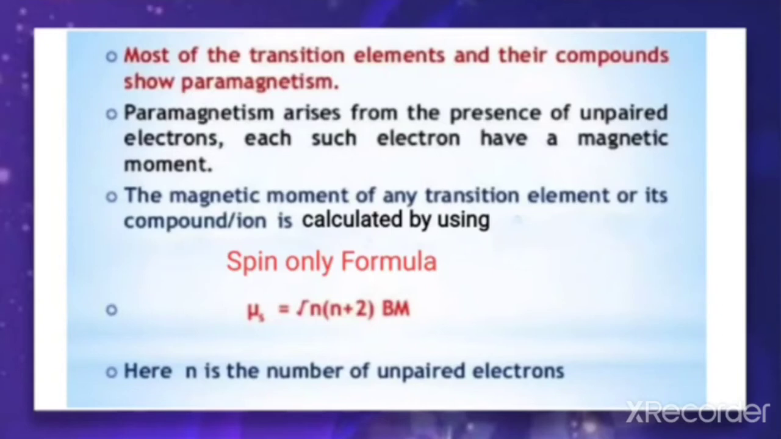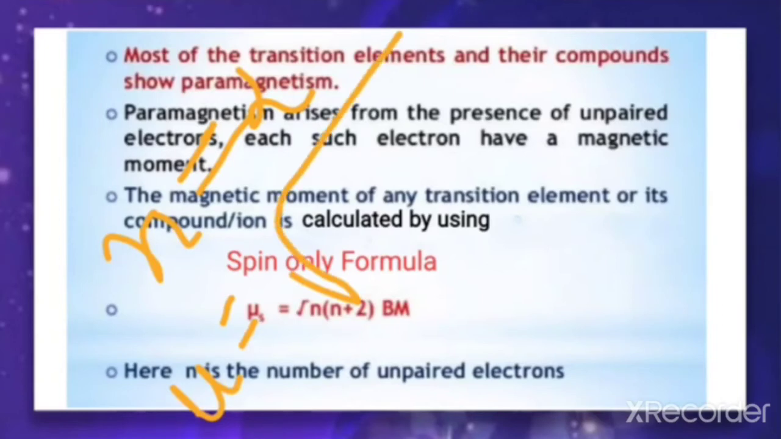For example, let any transition metal ion have 2 unpaired electrons, that is n is equal to 2. So when you apply this in the formula, mu is equal to the square root of n into n plus 2. So what is n here? 2.